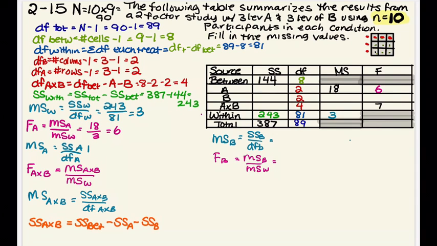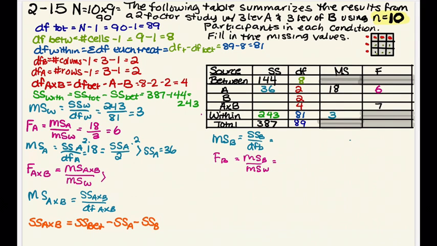We can use the mean squares formula to find the sum of squared deviations for factor A by plugging in the mean squares for factor A and the degrees of freedom for factor A, which we already have. We'll multiply each side by 2 and find a sum of squared deviations for factor A is 36.